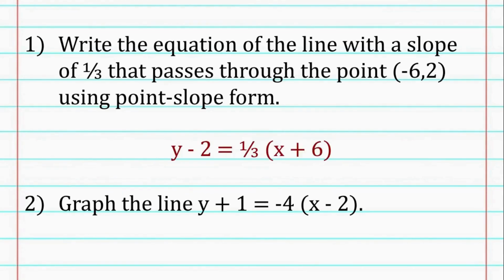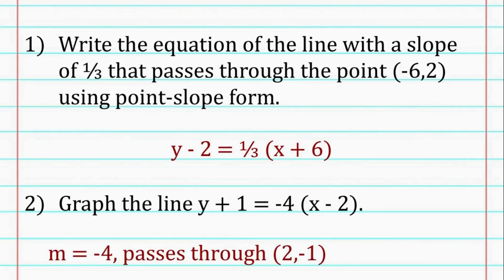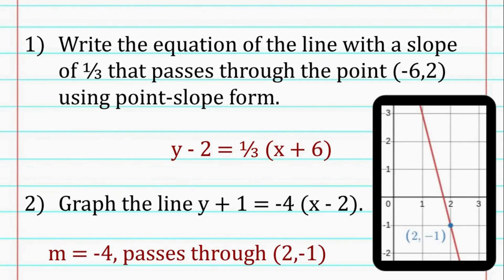For the first problem, we would have this equation. y minus the y value of the point, 2, is equal to the slope of 1/3 times quantity x minus -6, or plus 6. Then, for the graph, we would first acknowledge that the slope is -4 and that the line passes through 2, -1. We could then graph, and the graph would look like this. It passes through 2, -1, and has a slope of -4.